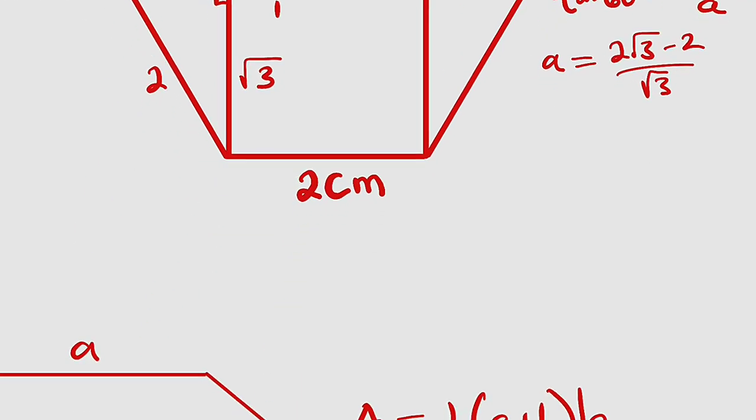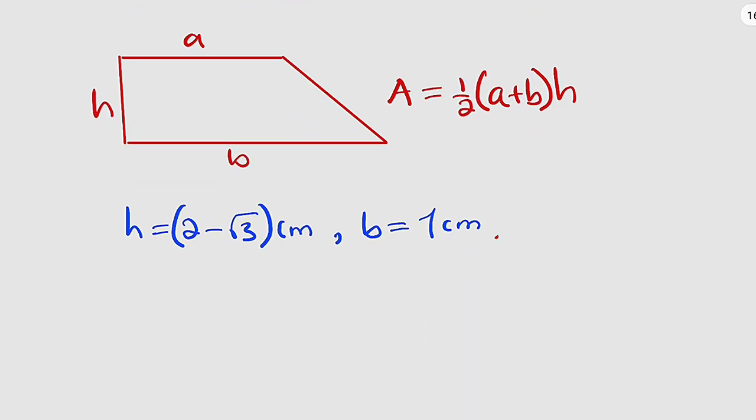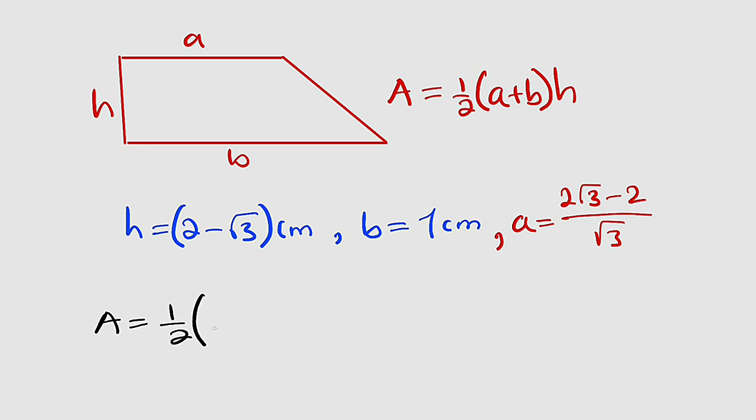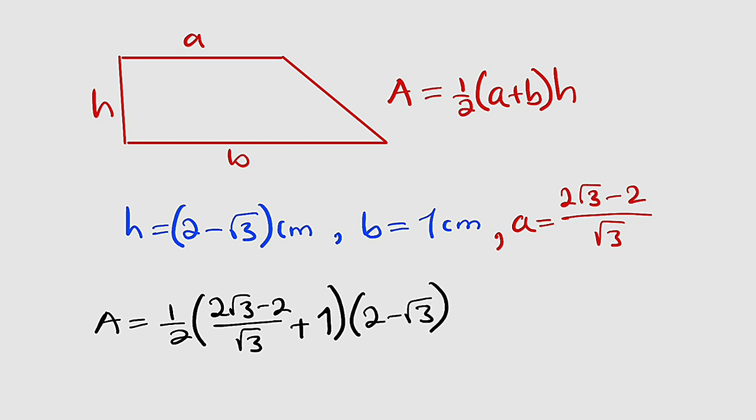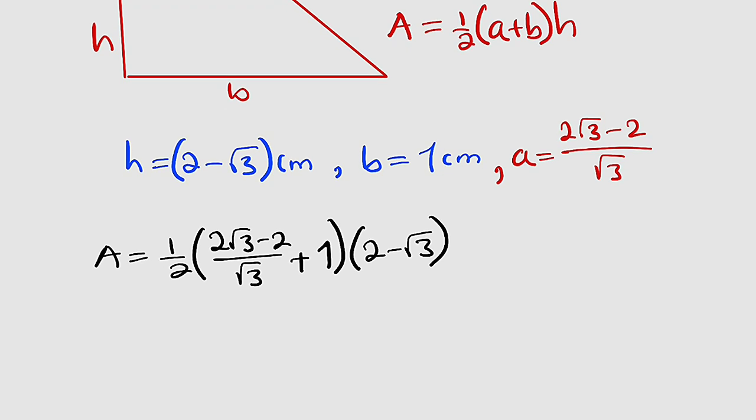All right, so we have our A. Let me write it down here. A is equal to 2 root 3 minus 2 divided by root 3. So now let us substitute this information into our formula. Our formula is Area equal to 1 divided by 2 multiplied by A, where A is 2 root 3 minus 2 divided by root 3, then plus B, and B is 1 centimeter. Then multiply by the height, which is 2 minus root 3. So this is what we are going to simplify to get our final answer.